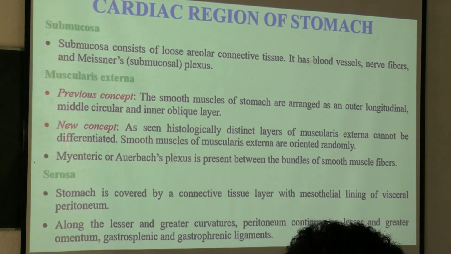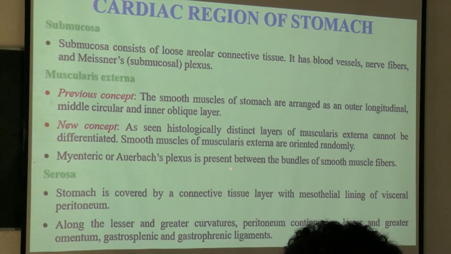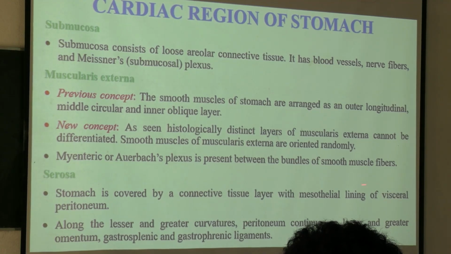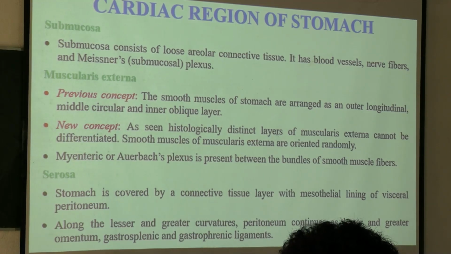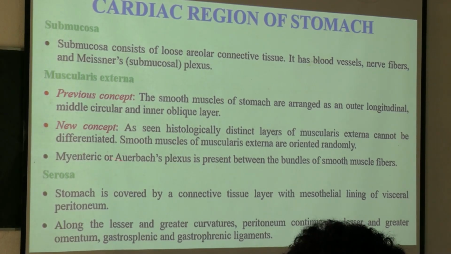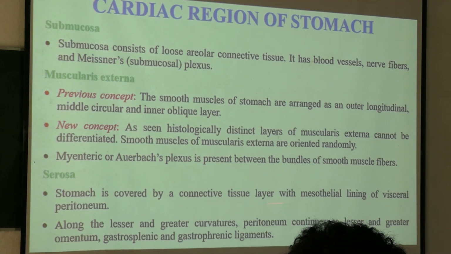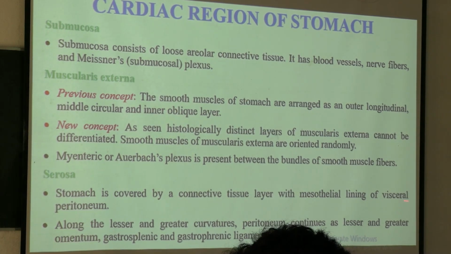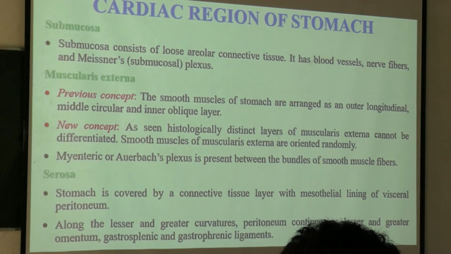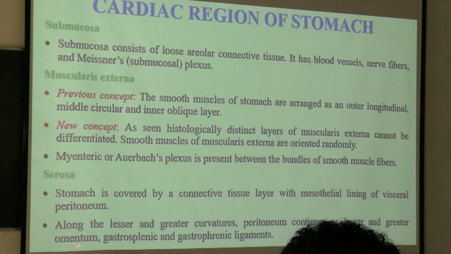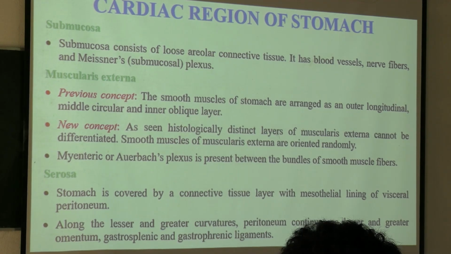Next, one nerve plexus is present here, the myenteric or Auerbach's plexus. It is present between the bundles of smooth muscle fibers, mainly between the inner circular and outer longitudinal layers. Next is the serosa. It is a connective tissue layer with mesothelial lining of visceral peritoneum. And along the lesser and greater curvature, peritoneum continues as lesser and greater omentum, gastrosplenic and gastrophrenic ligaments. Okay, these are important ligaments of the stomach.